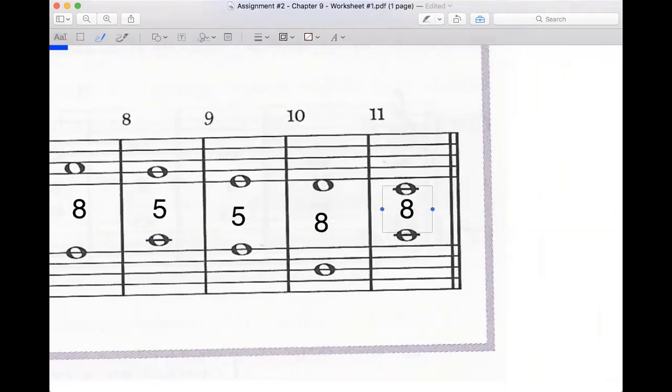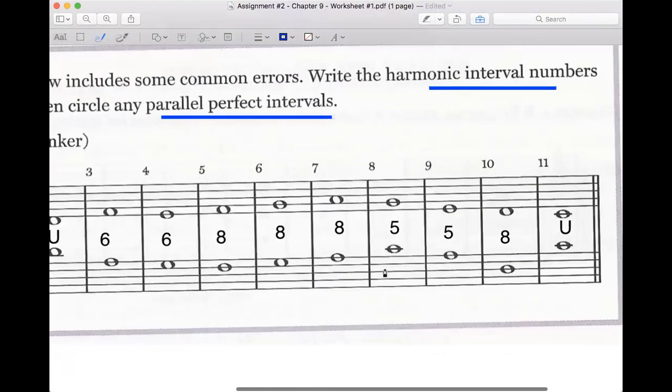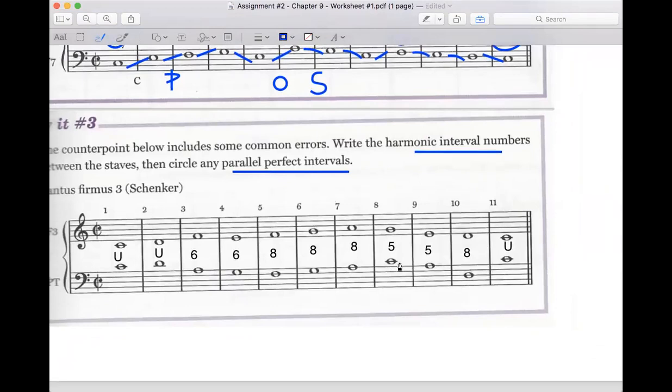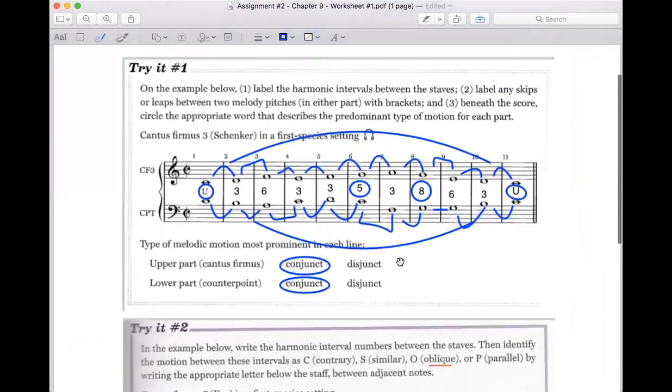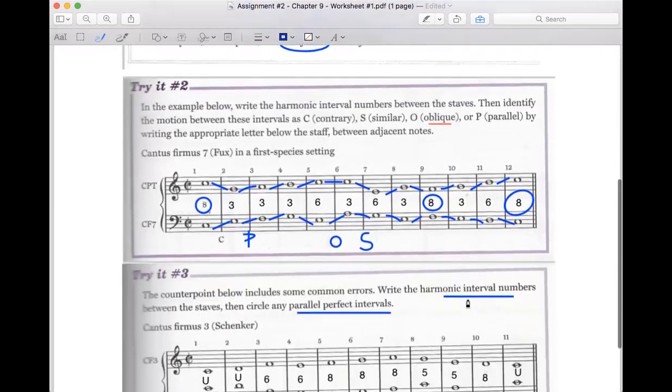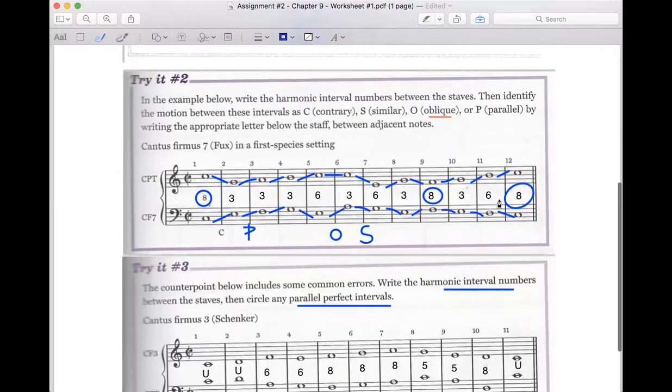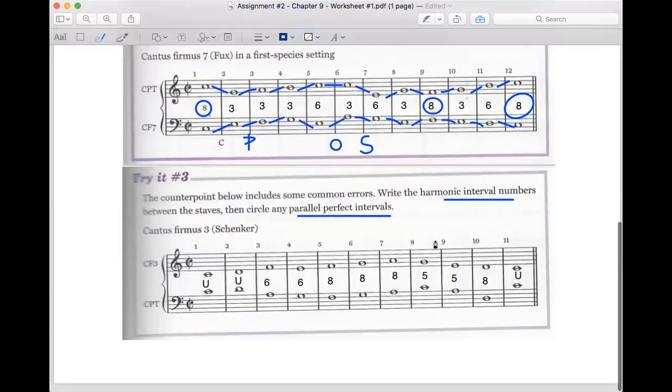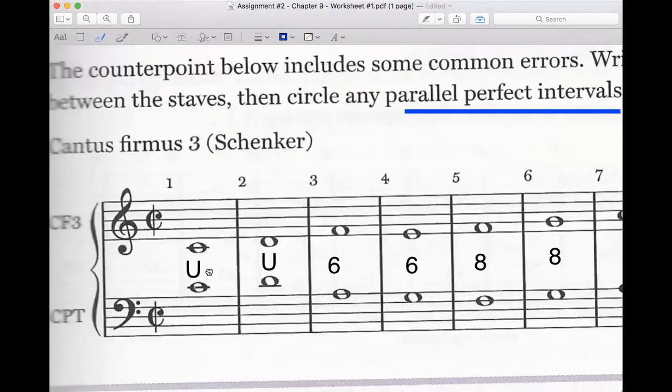Okay, and wow. So if you look at the difference between, let's say, try it number one. How many perfect intervals do we have? 1, 2, 3, 4 out of 11 measures. Try it number two. We had 1, 2, 3 out of 12 measures. Here we have, okay, let's circle them.